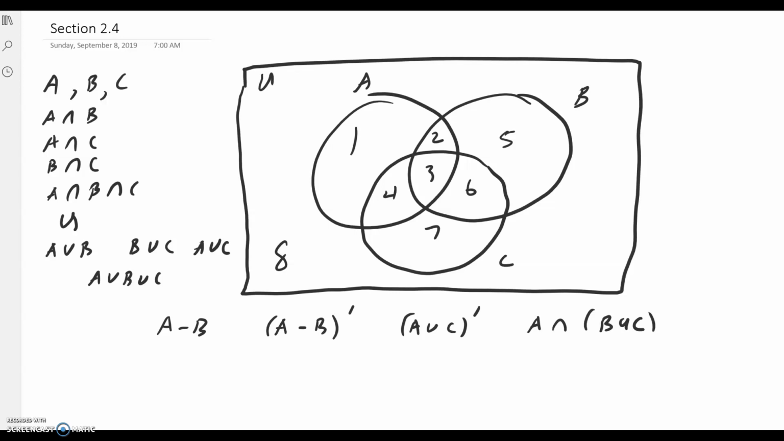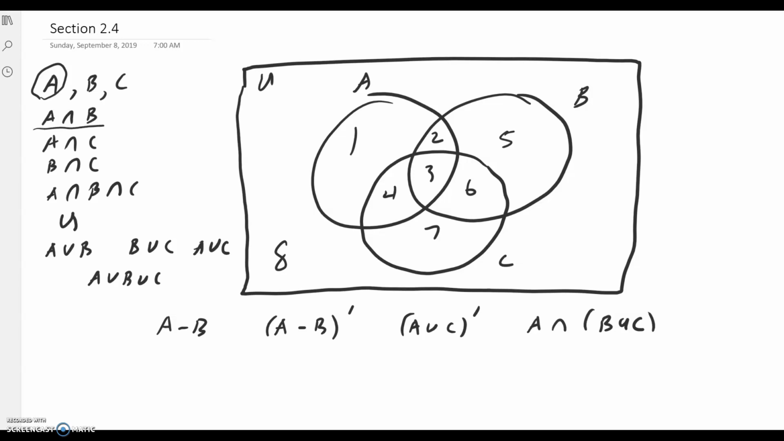The first kind of problem in section 2.4 involves Venn diagrams that have three intersecting sets. Our job is to get used to some of the notation and start to be able to picture some of these things. So I'm going to go through and just describe some of these for you. If you're asked for the elements in set A, that would be 1, 2, 3, 4. Those are the numbers that are in A. If you're asked for the numbers in B, it would be 2, 3, 5, 6. If you're asked for the numbers in set C, it would be 3, 4, 6, 7.